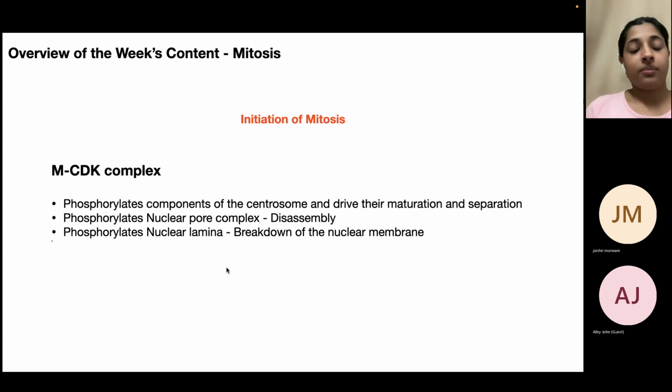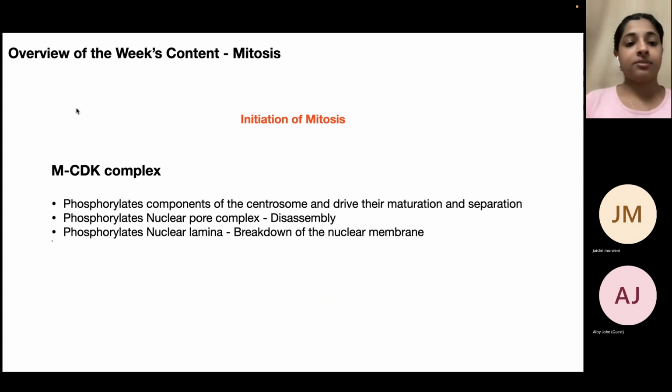So like I previously mentioned, the M-CDK complex is what initiates most of the processes that are needed for mitosis to progress. And as we saw in these microscopic images, the steps that are very crucial to the initiation of mitosis are, one, formation of the centrosome at two ends, and two, dissociation of the nuclear membrane. And this is what initiates mitosis.